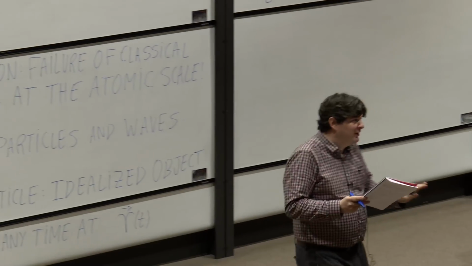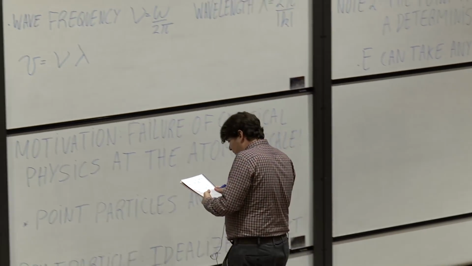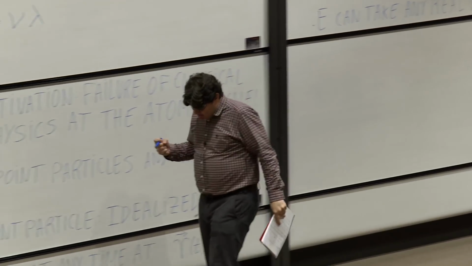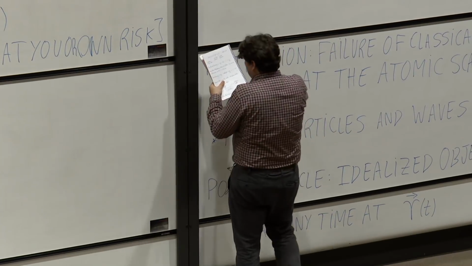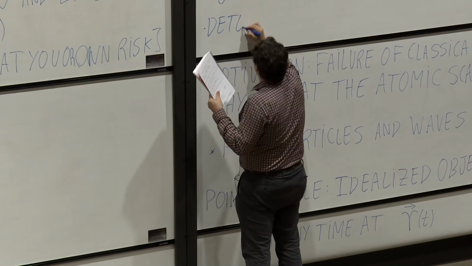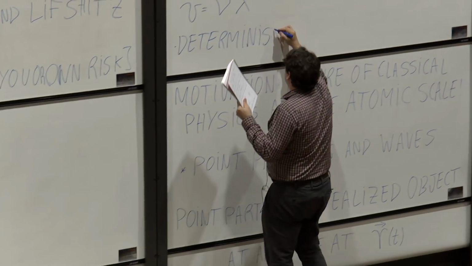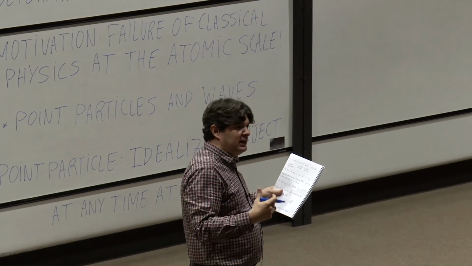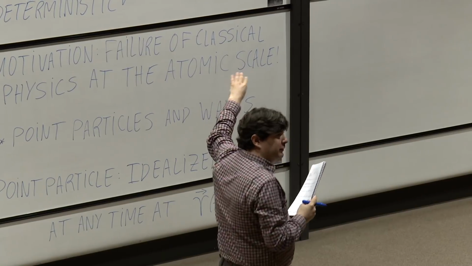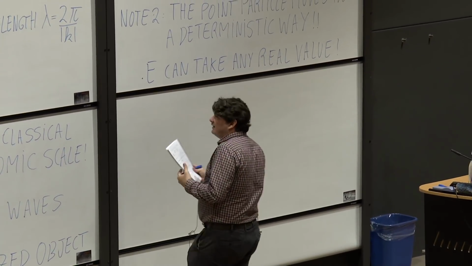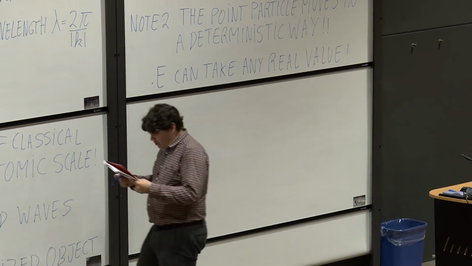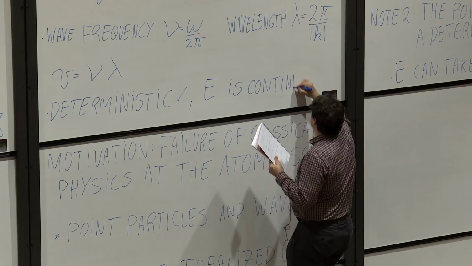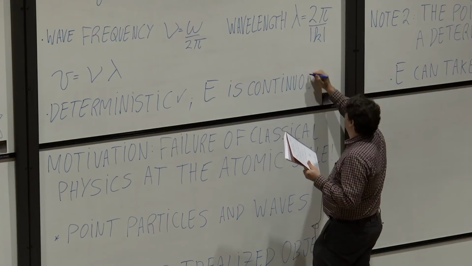So this is a very brief review of things that you have seen before, but still they are very important. And very much like before, the dynamics that controls waves is still deterministic. It so happens that every solution to the wave equation can be written as a linear combination of these plane waves. So these plane waves are a basis of solutions, and once you have done that, you know the time dependence of your wave. And in addition, something that I have not explained, but again, the energy is continuous in this model. Is that okay?